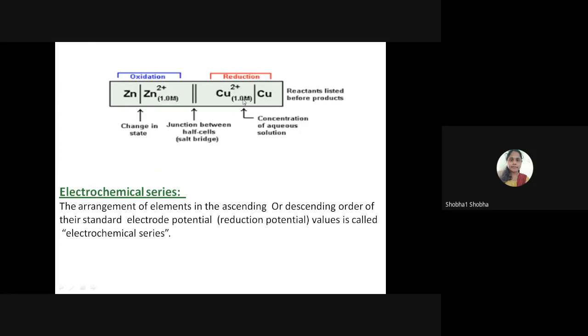See here, copper sulfate: instead of writing CuSO4, I can write Cu plus 2 and its concentration. And this is nothing but reactants before products here. And the vertical line also indicates the change in state. Just now I said, zinc has been converting into zinc plus 2. And the two vertical lines indicate the salt bridge. Okay.